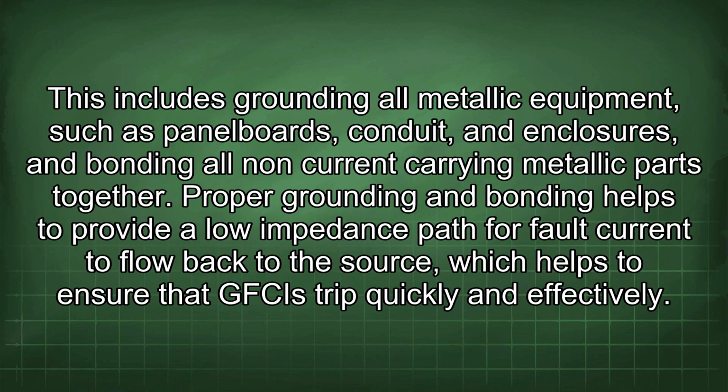This includes grounding all metallic equipment, such as panel boards, conduit, and enclosures, and bonding all non-current carrying metallic parts together. Proper grounding and bonding helps to provide a low impedance path for fault current to flow back to the source, which helps to ensure that GFCIs trip quickly and effectively.